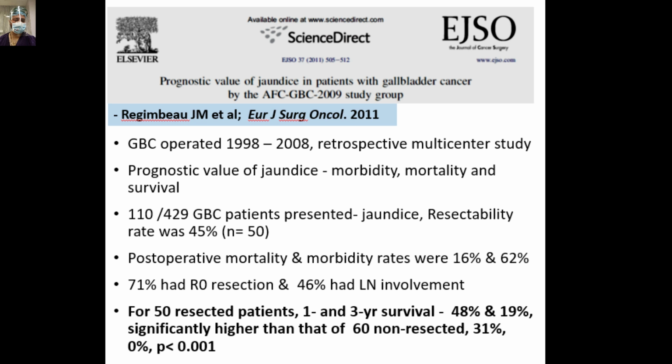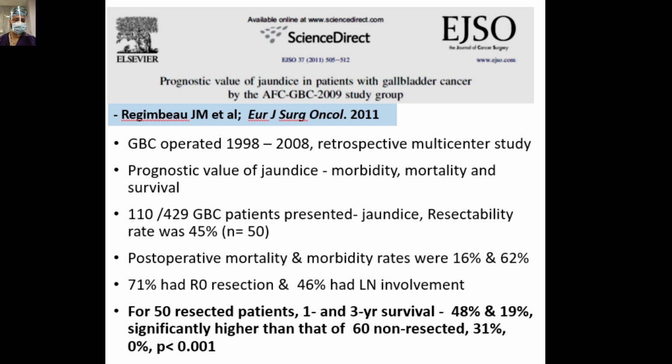So this is another side of the picture, that is when the patient has jaundice. In this paper by Ragimebu et al., they analyzed their data for the last 10 years, and they tried to prognosticate the value of jaundice related to morbidity, mortality and survival. Out of 429 patients, 110 gallbladder cancer patients presented with jaundice, and out of which only 50, that is 45%, were resectable. The post-operative mortality and morbidity rate was higher, that was 16% mortality and 62% morbidity, which is quite significant.